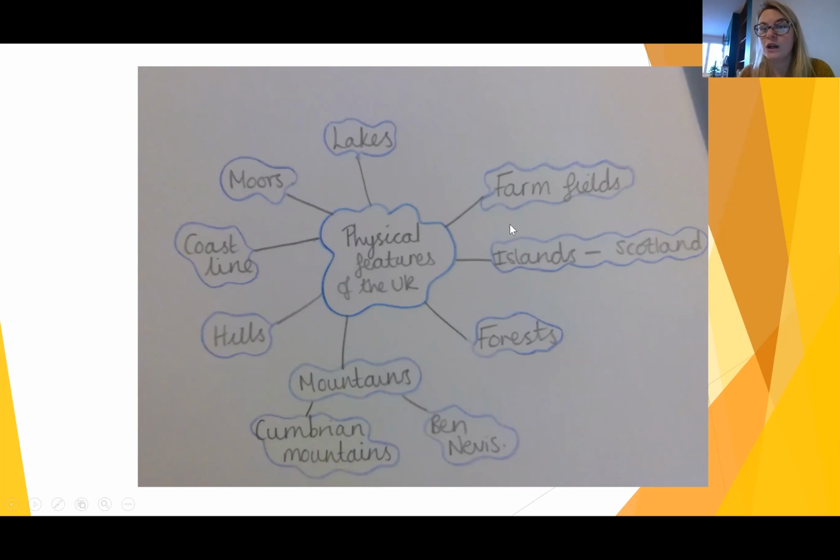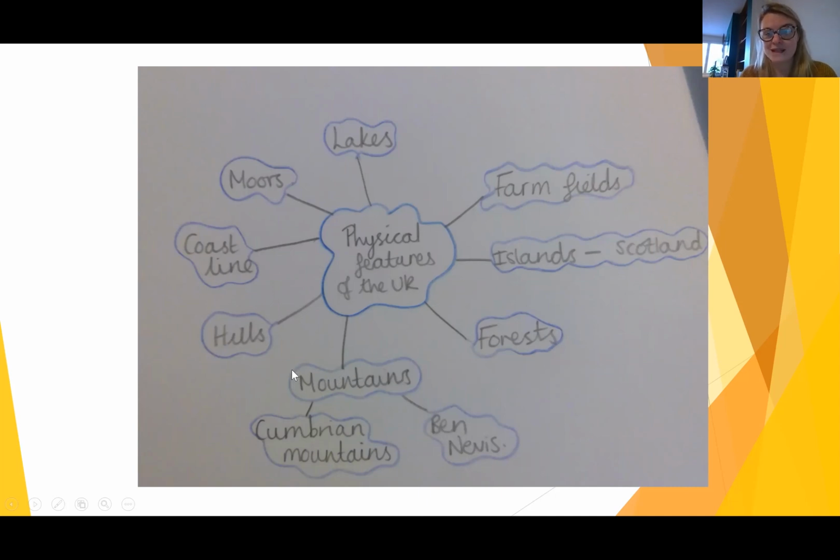In Scotland, they had lots of islands, didn't they? So Scotland has got one main bit at the top of the United Kingdom, and it's got hundreds of little islands all off of the top coasts of Scotland. They said there was only 10% of the UK was made up of forests, but I know we've got a couple near where we live, like Bedgebury Forest.